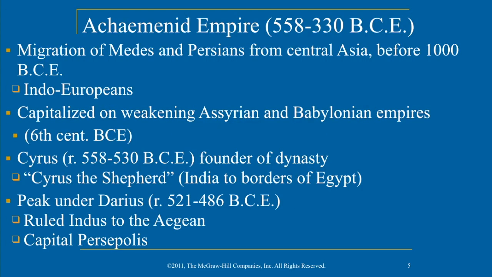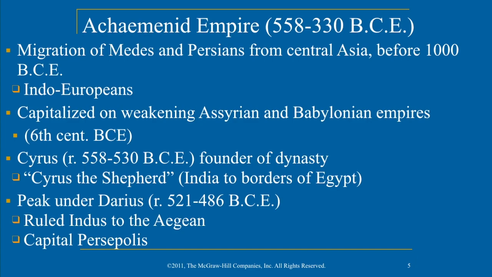So first up, we have the Achaemenid Empire, 558 to 330 BCE. The migration of Medes and Persians from Central Asia before 1000 BCE. We talked about the migration of the Indo-Europeans that were closely related to the Aryans that will eventually lead themselves to India. But this migration of Indo-Europeans from the European subcontinent went to what we would call today the Middle East and the Iran, Iraq area. Back then, for example, Turkey was known as Anatolia. We have modern-day Afghanistan, which was like Bactria. We have Persia, which is modern-day Iran. You're looking around those areas.